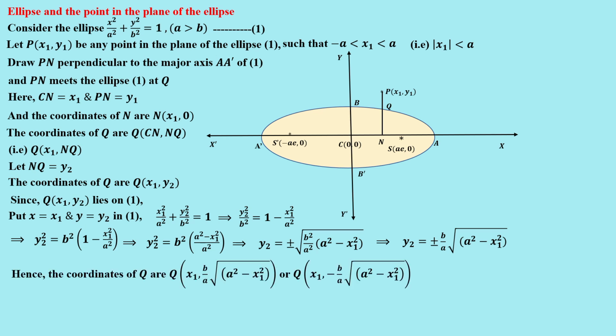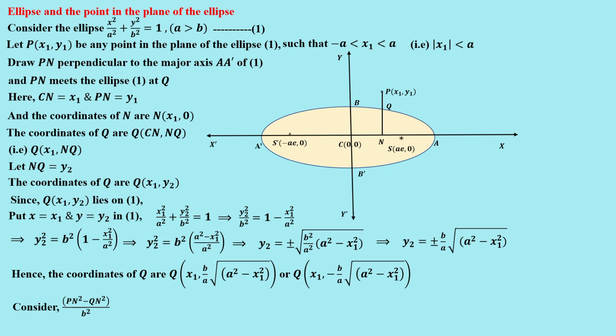Hence the coordinates of Q are, suppose Q is on the positive side, Q is (x1, b by a positive root of a square minus x1 square). Suppose it is on the negative side, it will take the minus y coordinate. The y coordinate is either positive or negative. So Q is (x1, b by a root of a square minus x1 square) or Q is (x1, minus b by a root of a square minus x1 square). Now consider PN square.